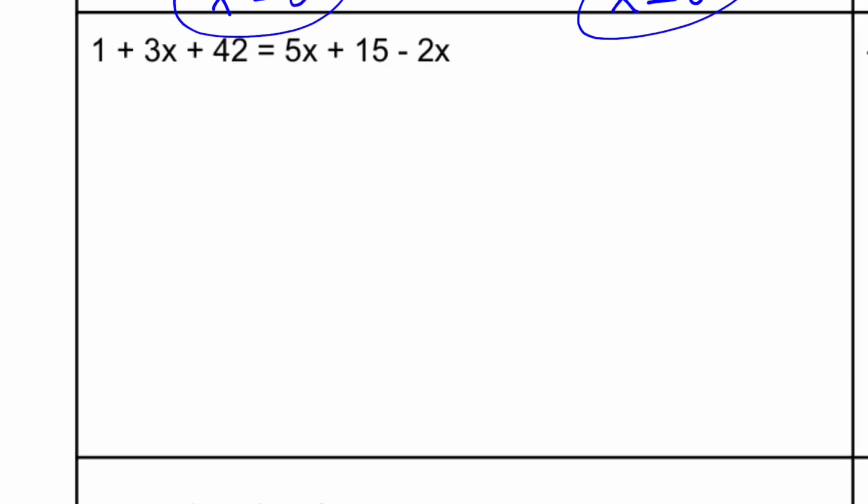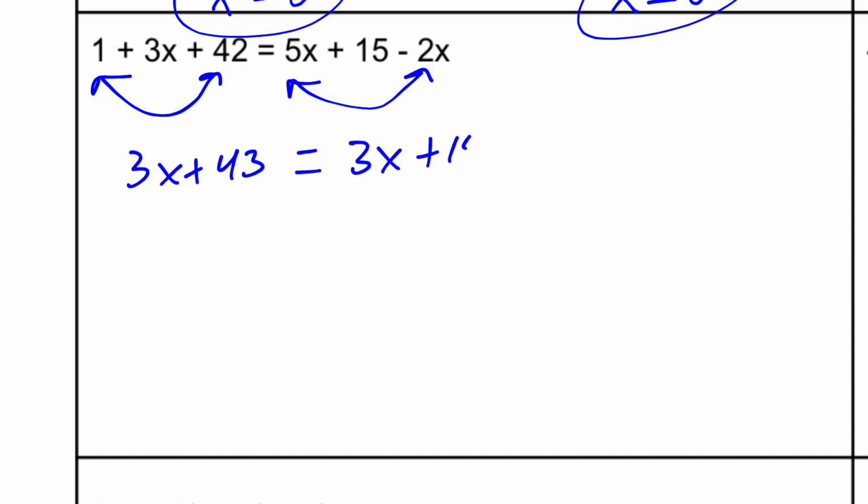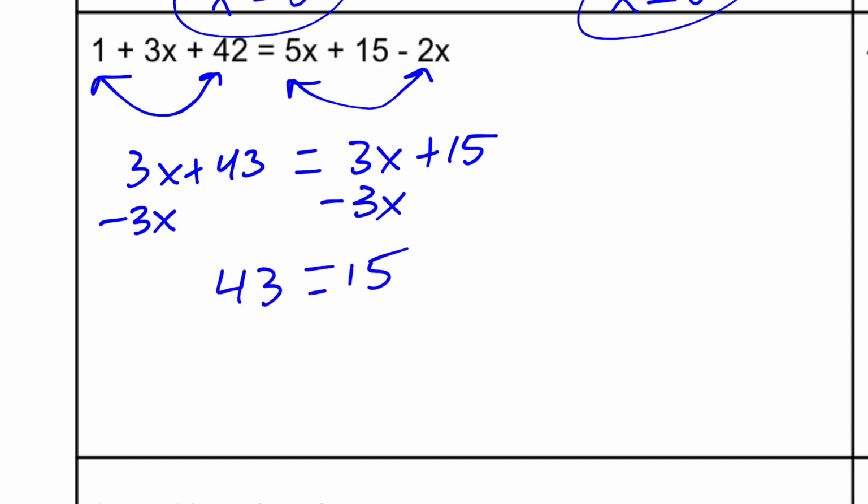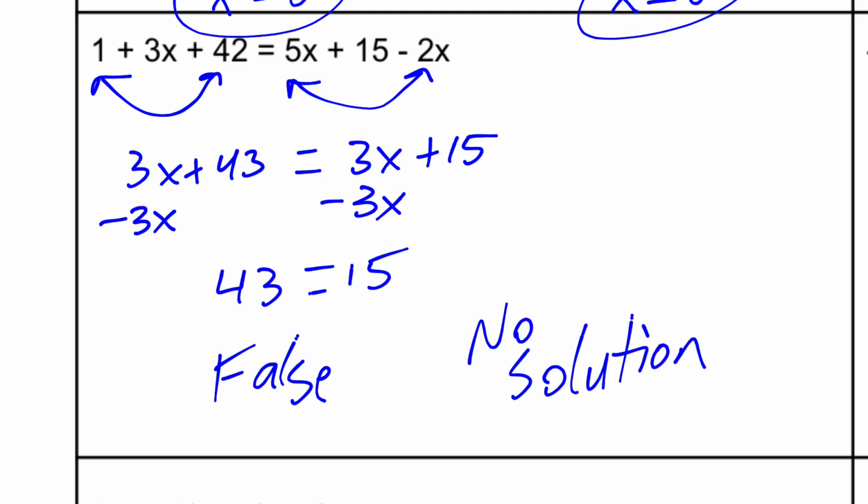This one at first looks to be quite confusing, but if we clean things up by combining like terms, things get a little bit simpler. We have 3x plus 43 is equal to 3x plus 15. One of the reasons I always suggest to deal with the letters first is if you subtract 3x from both sides at this point, you will get this. Don't panic. That just means you're done. Since these are not equal, you would write false, and the correct answer is that there is no possible solution.